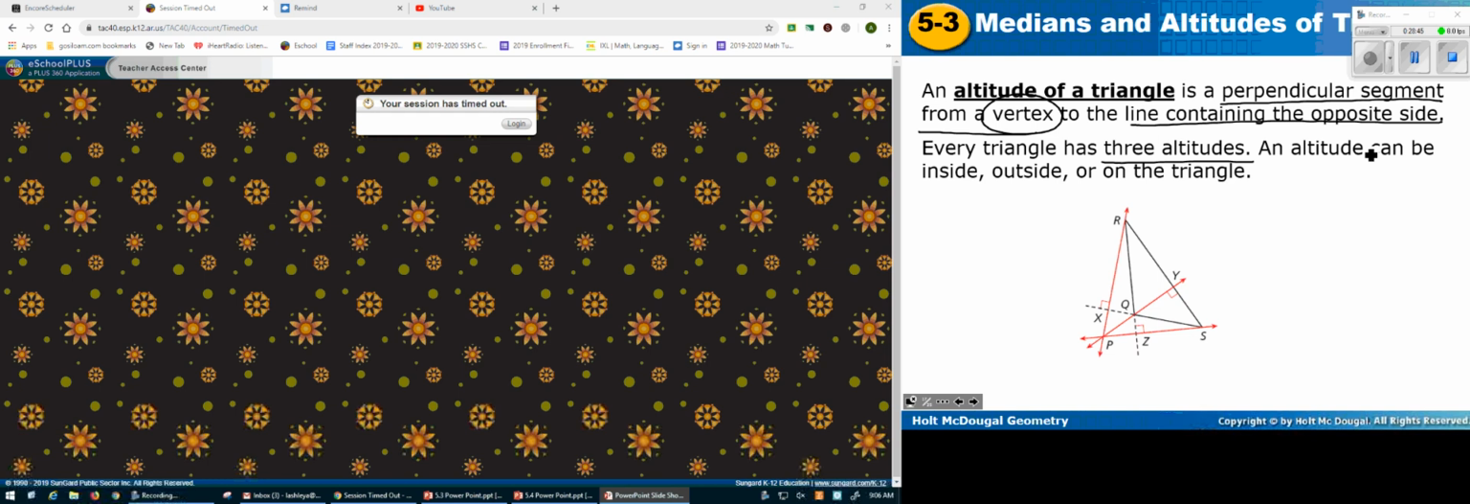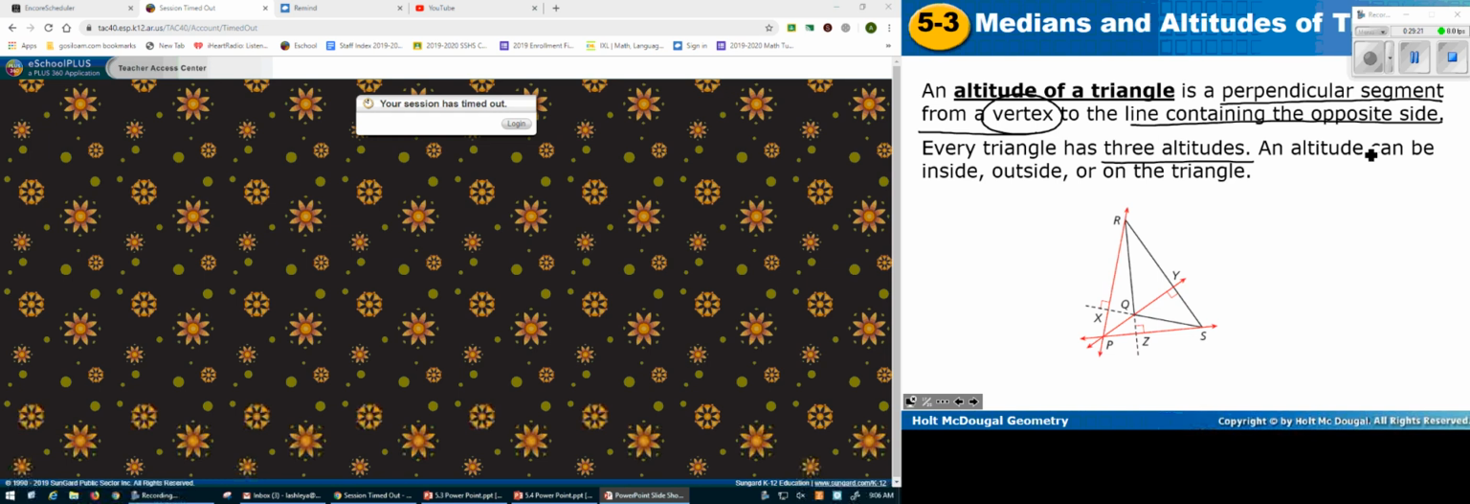So on your paper right now, again, it's not in your notes, draw 3 triangles. We'll do altitudes here. Draw an acute triangle. Draw a right triangle. And then draw an obtuse triangle. We're going to draw in all the altitudes and look for that point of concurrency and figure out where is our point of concurrency. Okay?